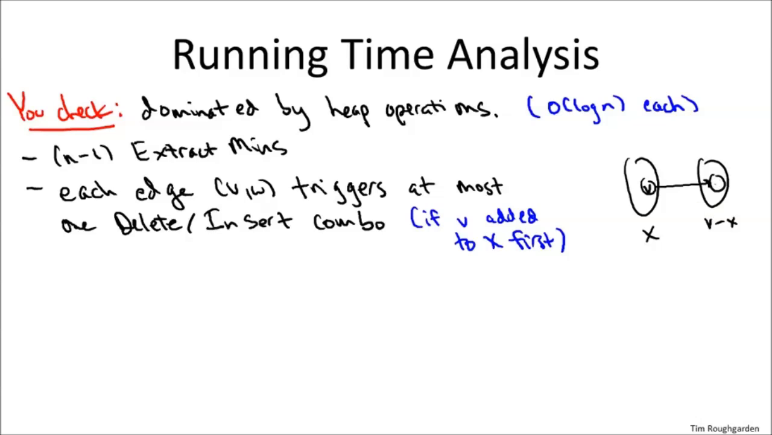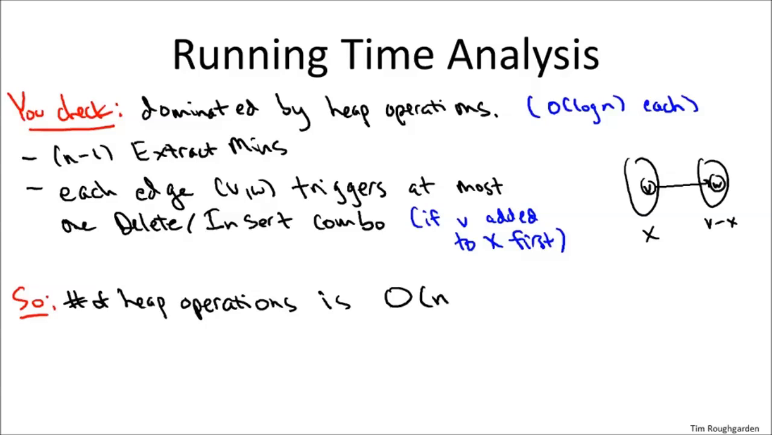And in fact, if the endpoints of this edge get sucked into X in the opposite order, if the head of this edge W gets sucked into X first, that doesn't even trigger a key decrease for V. And V will never have its key decreased because of this particular arc from V to W. So the upshot is that each edge VW of the graph triggers at most one insert-delete combo. So what does this mean? This means that the number of heap operations is big O of n, that's for the extract mins, plus big O of m, that's for the insert-delete combos triggered by edges during the decrease keys.